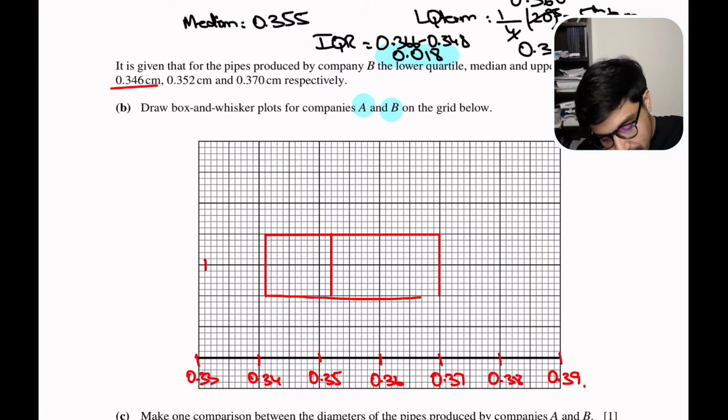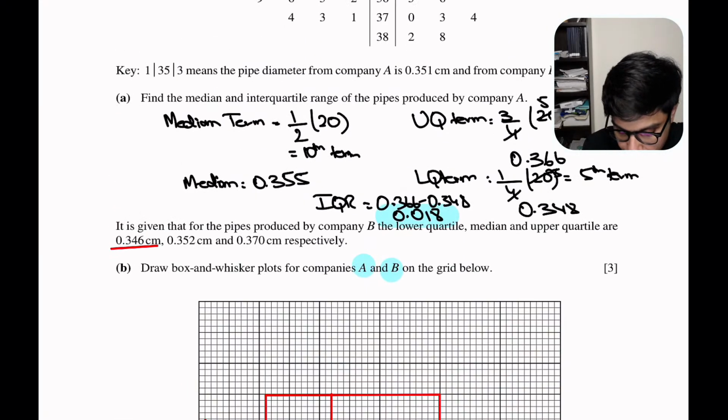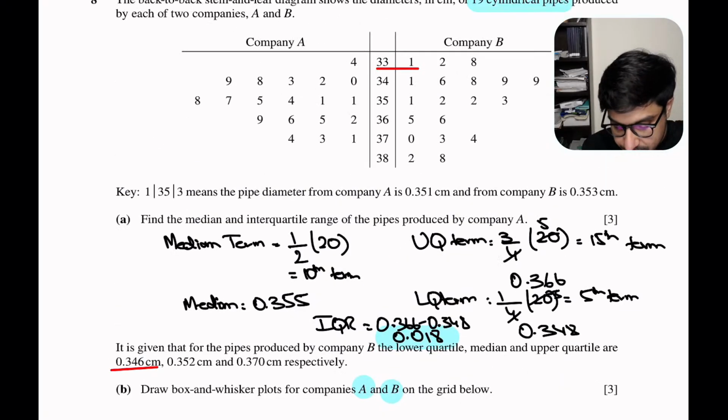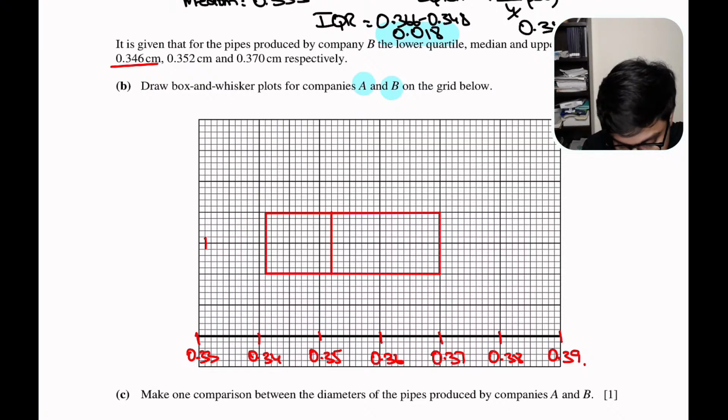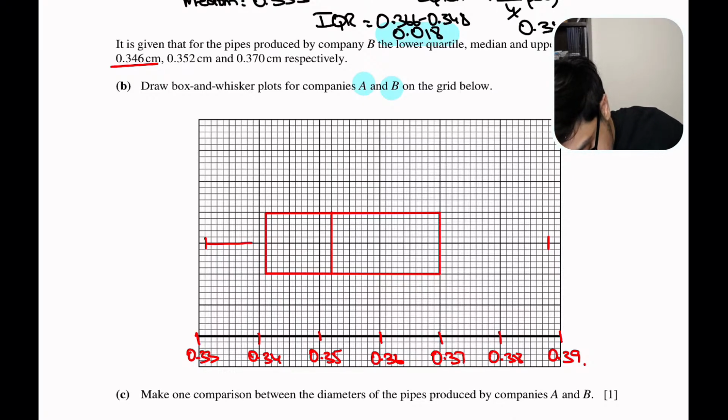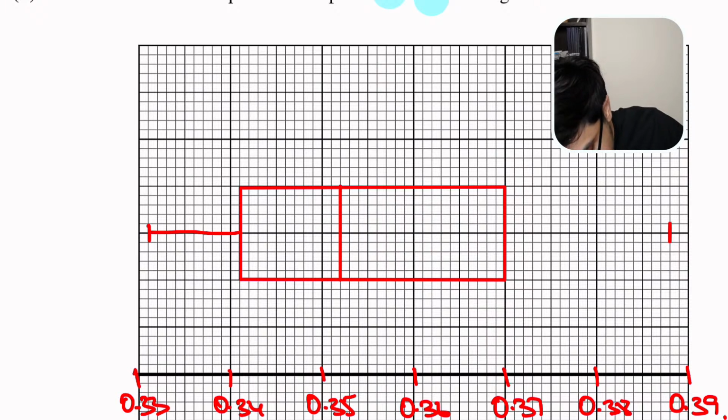Then comes the upper quartile, and then the maximum value, which is going to be 0.388, right? The 0.388 is going to be somewhere over here, and this is how it is supposed to be done. Then we're going to join all of these, this and this. So this is what it is going to be for company B.